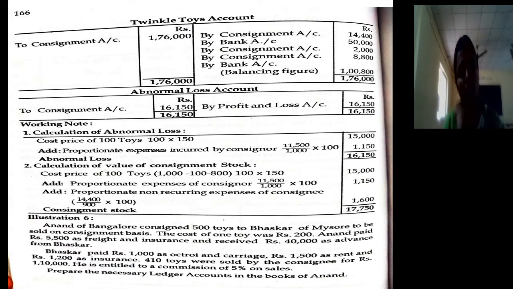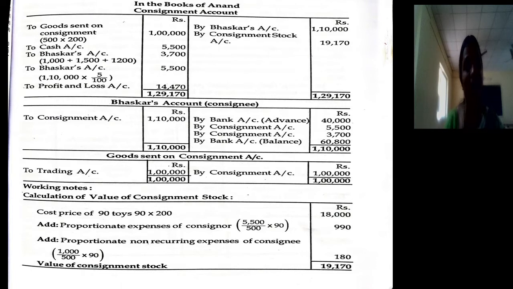So now we know that there is no abnormal loss or normal loss, but there is closing stock. We need to calculate closing stock. Now value of closing stock. Have a note. So cost price of 90. How did you get 90 toys? The consignor sent 500 toys. The consignee sold 410 toys. There are 90 toys in stock. 90 into 200 is 18,000.